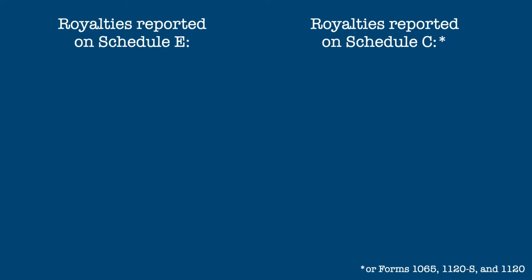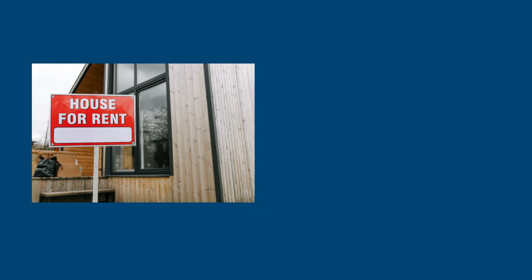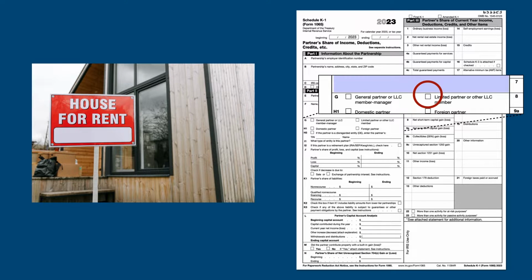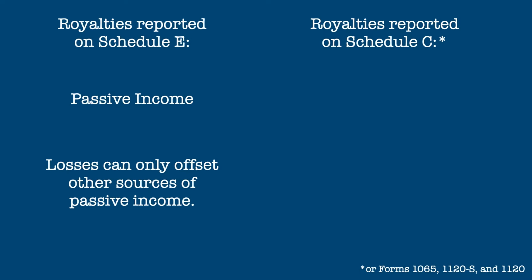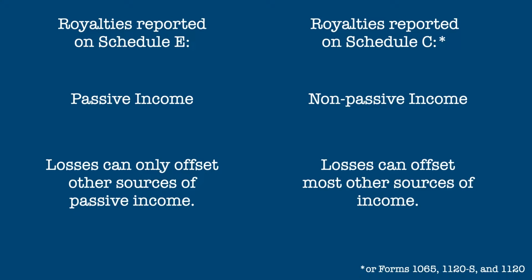Third, royalties reported on Schedule E are considered to be passive income, and any losses associated with the royalties can only be used to offset other passive income sources, such as rents or income from business activities you do not directly participate in. If there are losses associated with royalties reported on Schedule E that cannot be used to offset other passive income, they are carried forward and used to offset future potential passive income. On the other hand, ordinary business losses can often be used to offset other income sources.